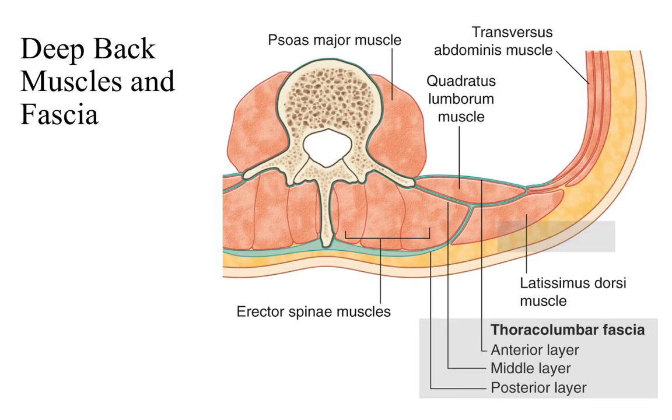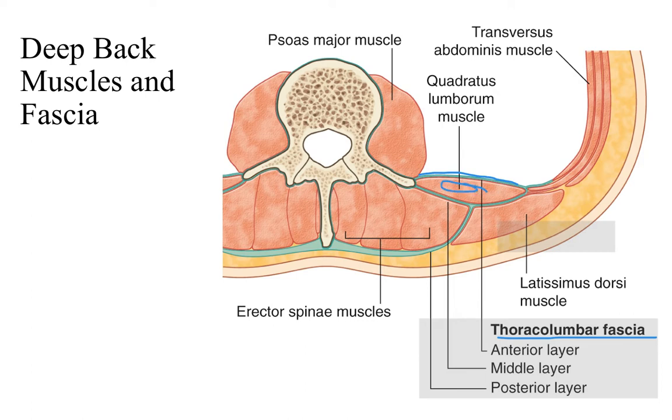The deep muscles of the back are held in place by a layer of fascia called the thoracolumbar fascia, and we have three different layers to that. We have an anterior layer that is facing the abdominal cavity, on the posterior border of the abdominal wall, right anterior to the quadratus lumborum muscle.